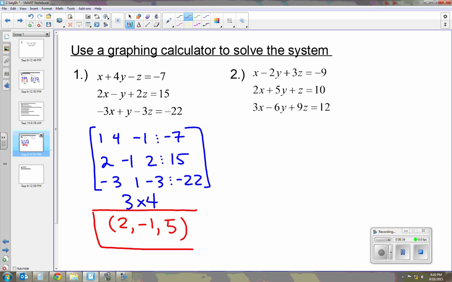All right. Okay, so what I'm going to do is I'm going to show you number 2 because it's very important to see what happens when we put this into the calculator. So I'm just going to put the augmented matrix and the dimensions into my calculator.